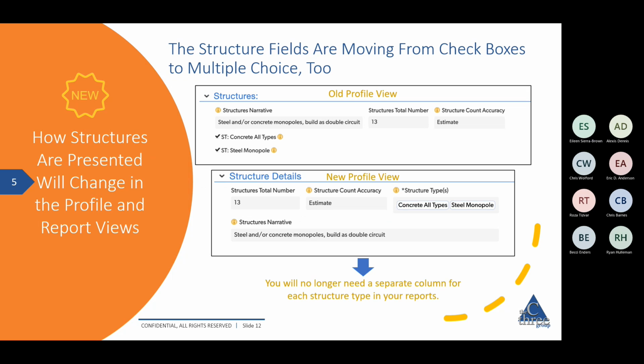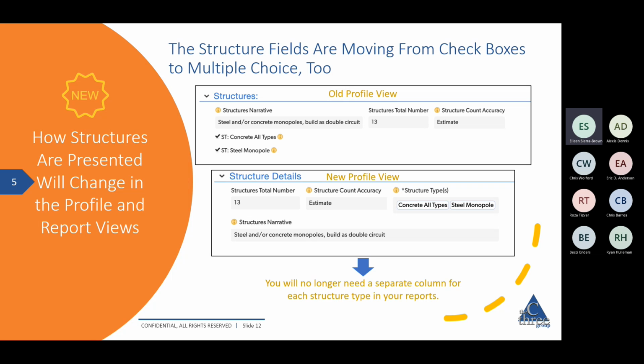For structure types, in the old view, you would have had these checkboxes here. In the new view, we've just summarized it in structure types. You still have access to the total number of structures and the accuracy of the count on structures, as well as what we used to call structure narratives. I think it was structure description.